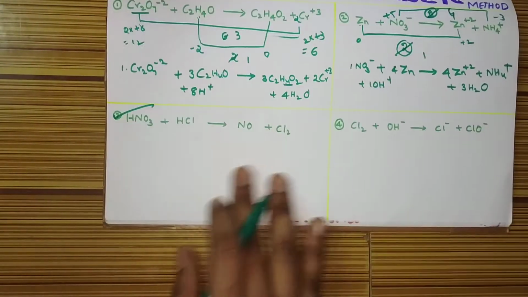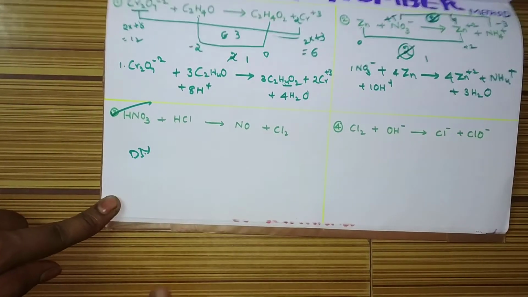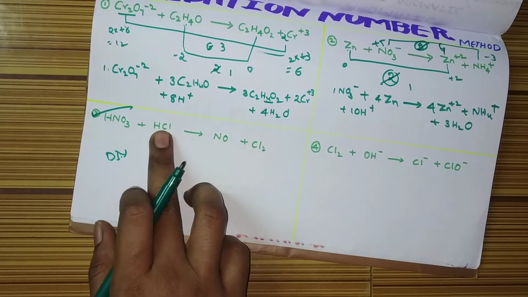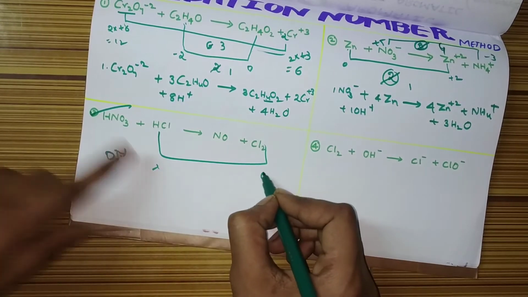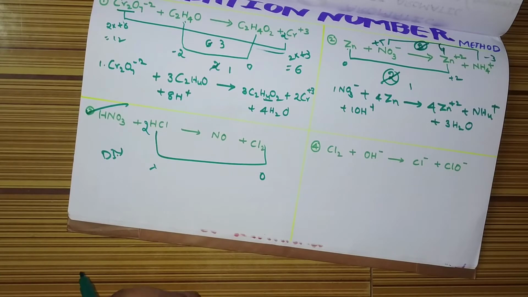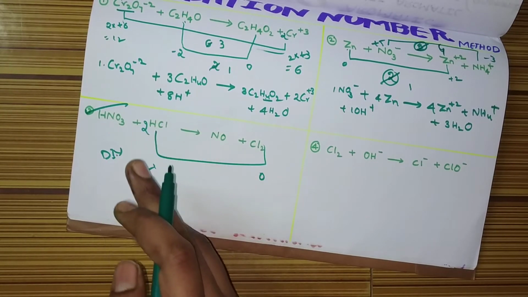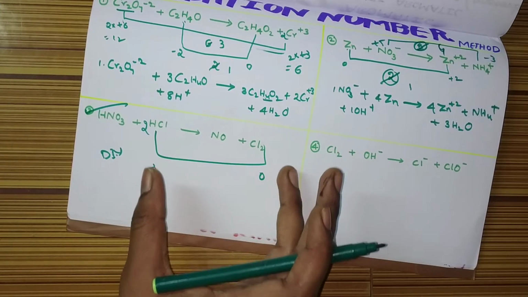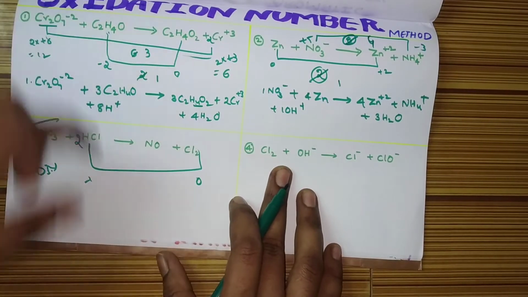This I want to give as a do it yourself question, DIY. Very easy. Acidic medium. First you have to balance the atoms, be careful. First balance, then calculate oxidation numbers, and next take the difference and multiply each reaction with the opposite reaction's difference. Okay, this next one is in basic medium.